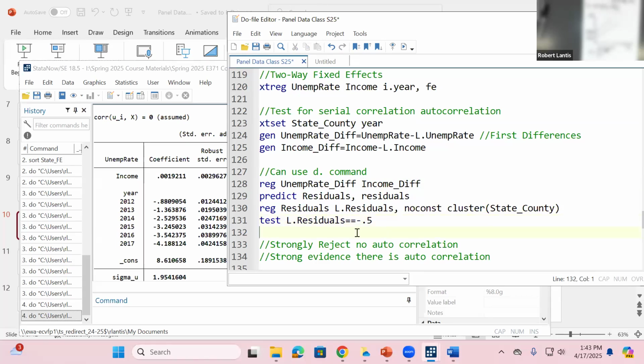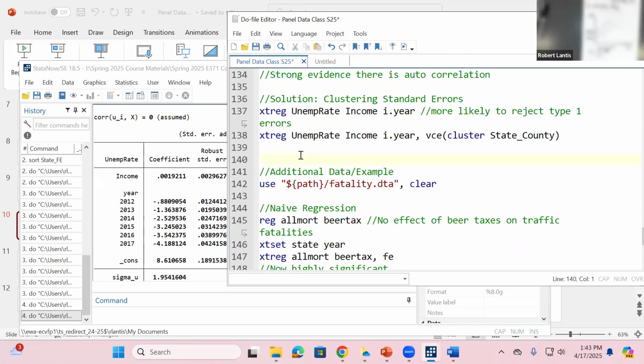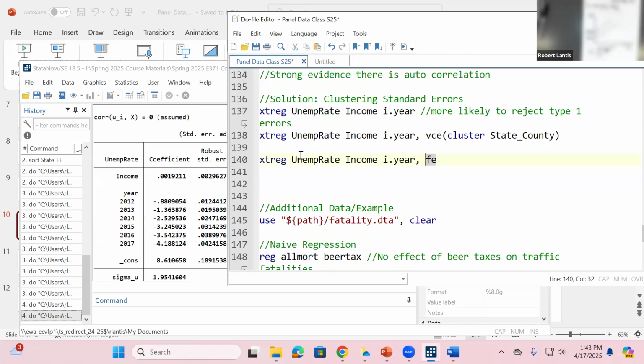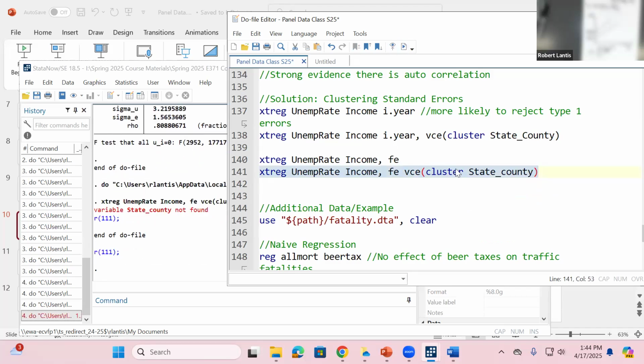In fact, here, that's why I went back up here. I'm going to get rid of my two-way fixed effects just to give you an example. Let's say I just included my fixed effects for the state county. I would come up with this. Let's say I wanted to adjust for it. And this is where, let's see if I can remember, I think it's fe and then vce. See if I can remember the syntax off the top of my head. I might have these flip-flopped. Oh, I capitalized things correctly.